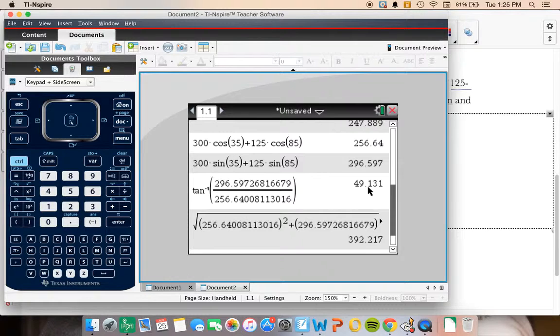And then the magnitude of the resultant force, or the resultant vector, is the square root of the x component squared plus the y component squared, and we get 392.21. So that's going to be your final answer.